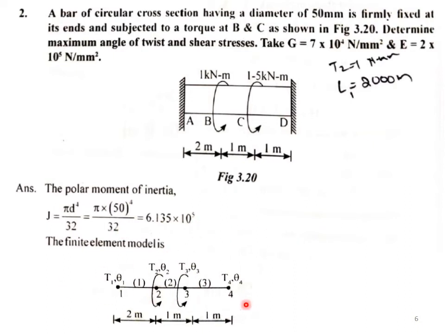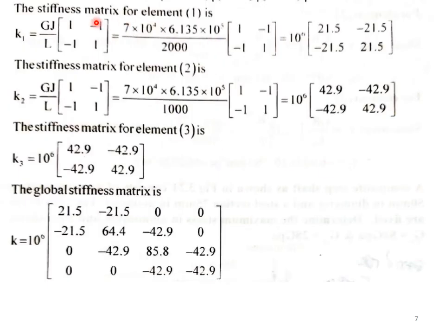So this is the FE model of the problem. 3 elements, element 1, element 2, element 3, with 4 nodes, node 1, node 2, node 3 and node 4. T1 theta 1, T2 theta 2, T3 theta 3 and T4 theta 4. So the stiffness matrix for element 1 is K1 is equal to G J by L times the matrix 1, minus 1, minus 1, 1.